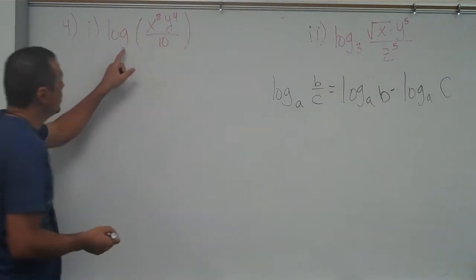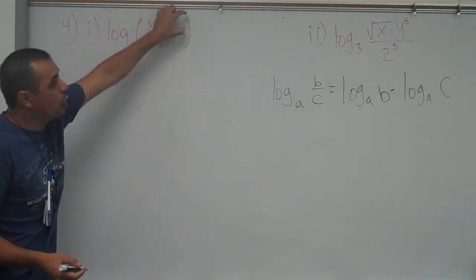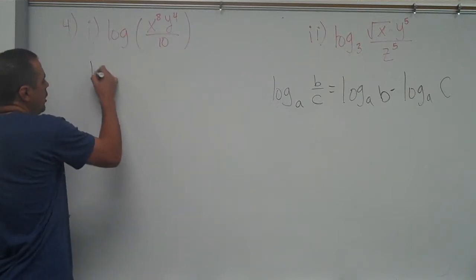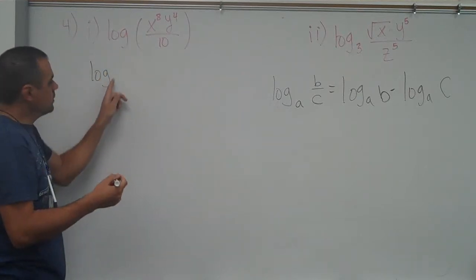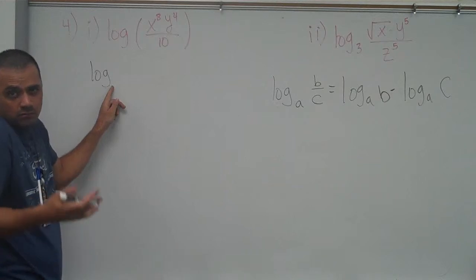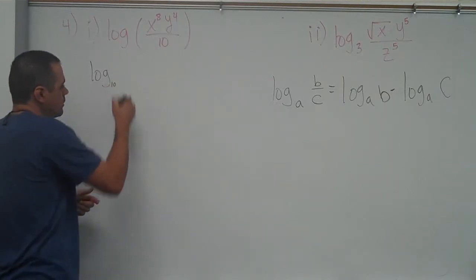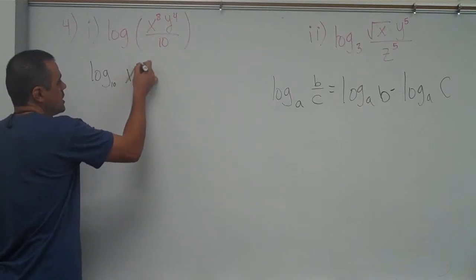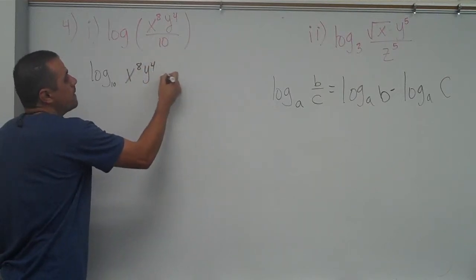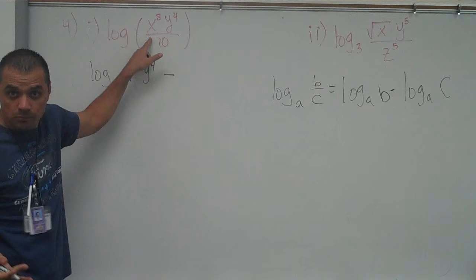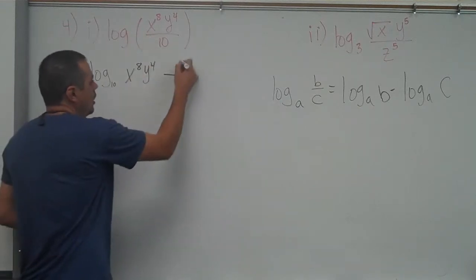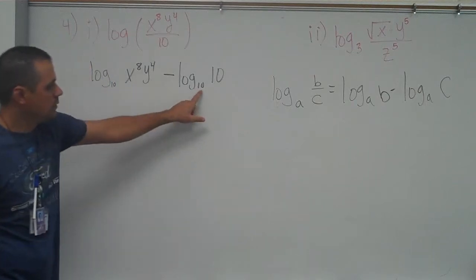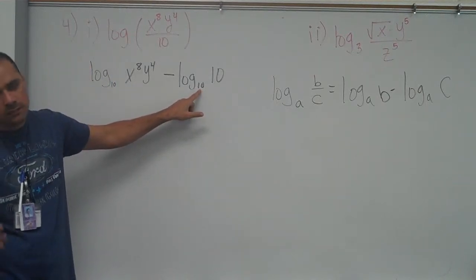So here we go. Now the numerator is all this, so you have to make sure you keep all that together. So we get log base, and there's nothing there. There's really a 10 there, but we don't write it, or if you want to write it, you can. You don't have to. So log of the numerator, which is x to the 8th, y to the 4th, minus, because it's the quotient property, log base 10 of 10. And like I said, this is not necessary because it's base 10, but it's up to you.